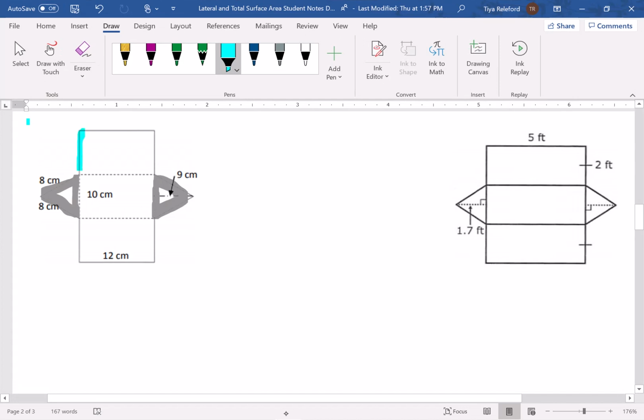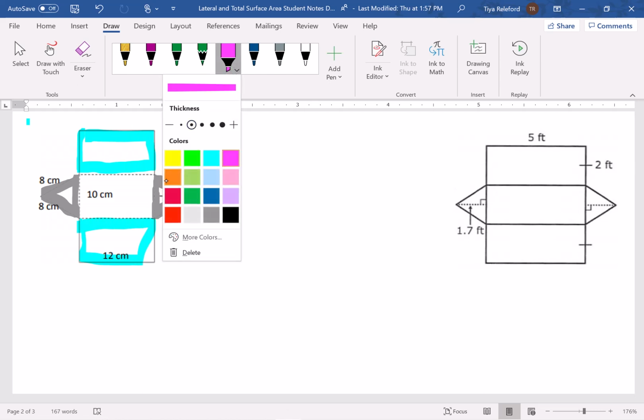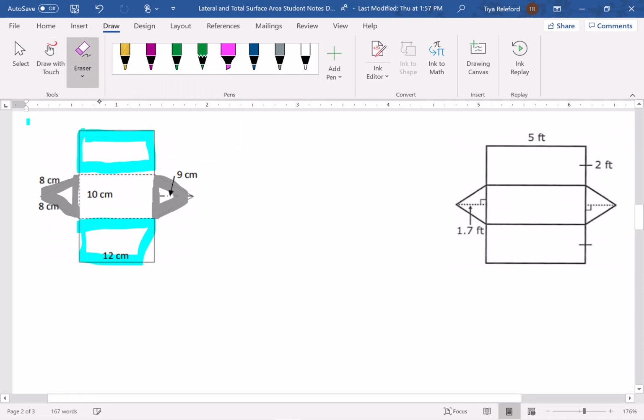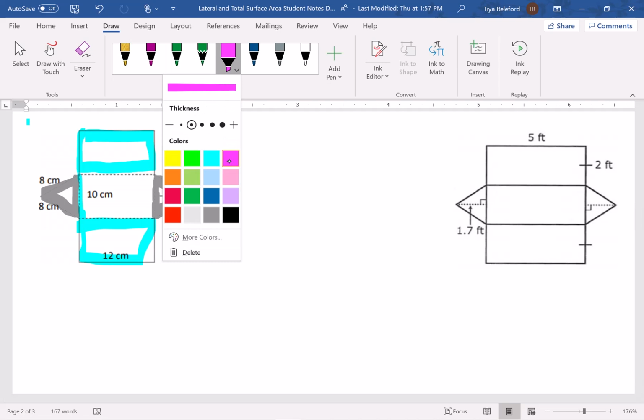So we've got this box and this box are congruent. And then this one's going to be different than the others. Actually, I'm not even sure if that's true. I think they might all be the same. Nope, it's not. It says 10 centimeters. Okay.